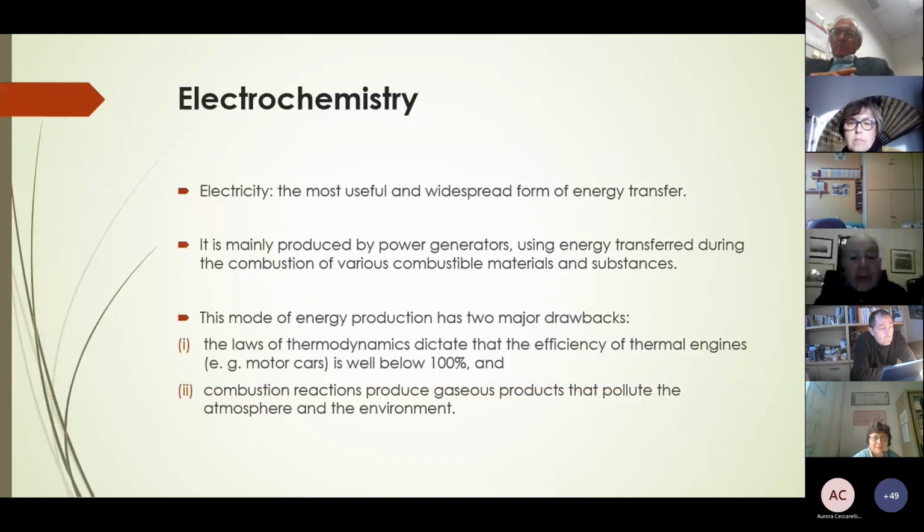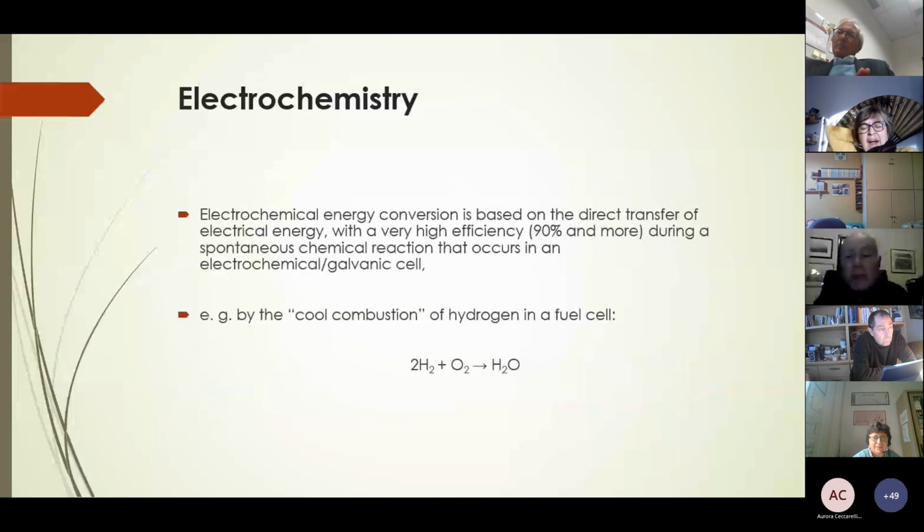On the other hand, electrochemical energy conversion is based on the direct transfer of electrical energy with a very high efficiency during a spontaneous chemical reaction that occurs in an electrochemical cell. An example is the cool combustion of hydrogen producing just water.